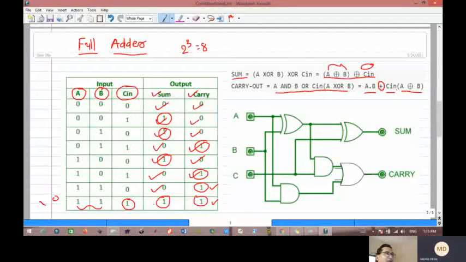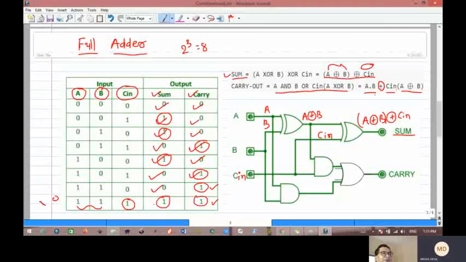So first of all, the combinational circuit for the sum. Sum is nothing but A XOR B. So this one is A, this one is B. So here we get the output A XOR B. Now again A XOR B, we have to do XORing operation with the Cin. So this is Cin. So this is also XORing operation. So A XOR B XOR Cin, so we get the sum.